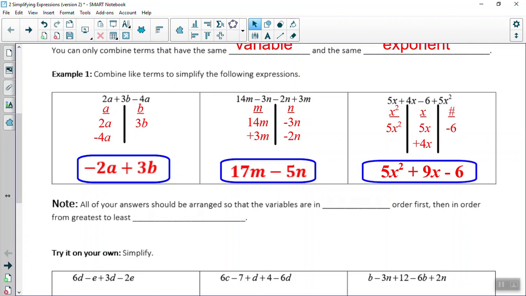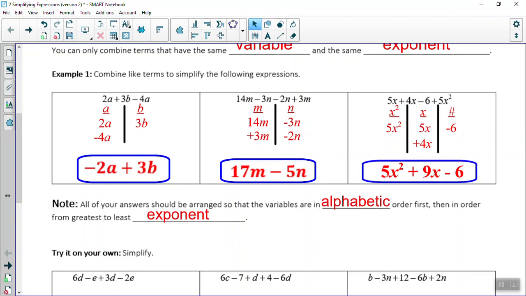And I did this automatically up here, but now let's actually make note of what I did and the order that I put my answers in. All of your answers should be arranged so that the variables are in alphabetical order first. A came before B, M comes before N. Then, in order from greatest to least, exponents.